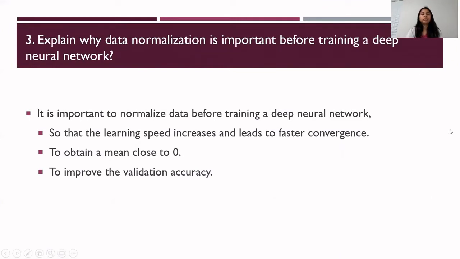The third question is: why is data normalization important before training a deep neural network? In general, data normalization is very important because it improves accuracy and reduces the time taken in any process. Especially in a deep neural network, data normalization is used so that the learning speed of the network increases and it leads to faster convergence. To obtain a mean that is closer to 0, it is also important to normalize data so that the validation accuracy increases.